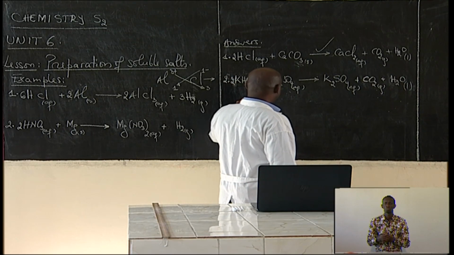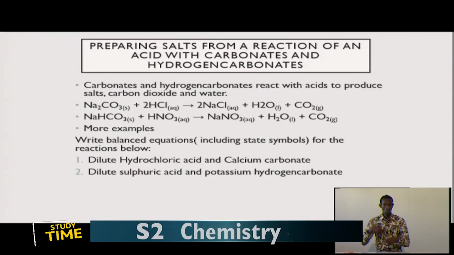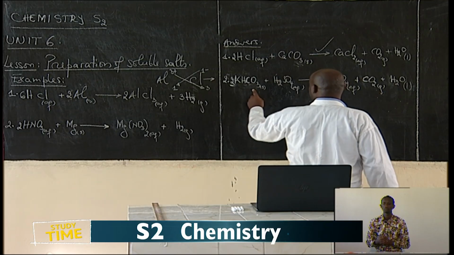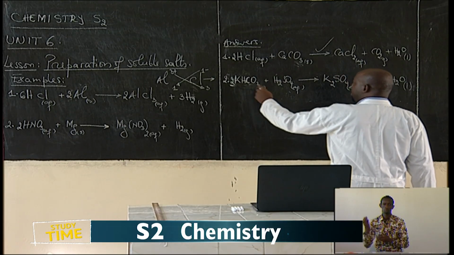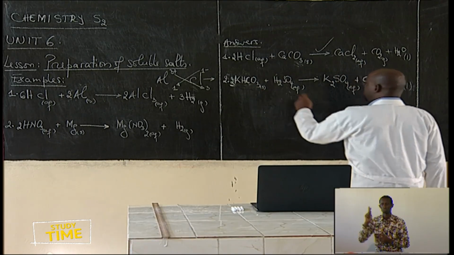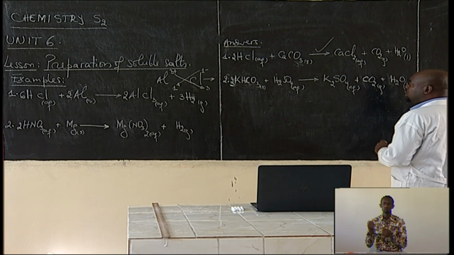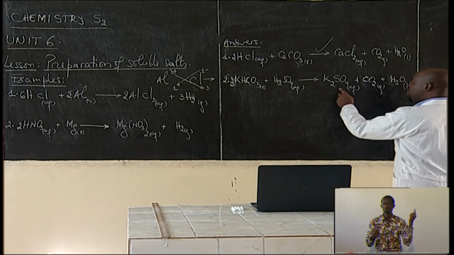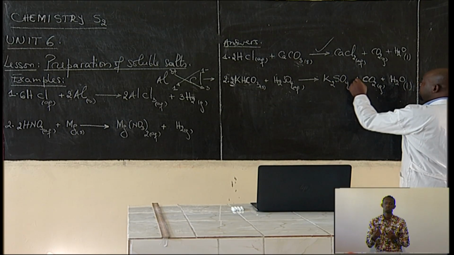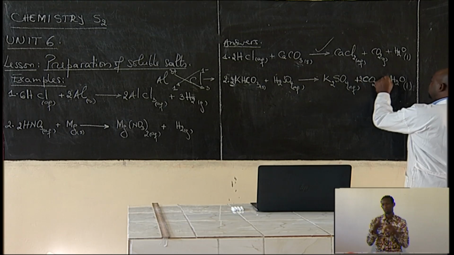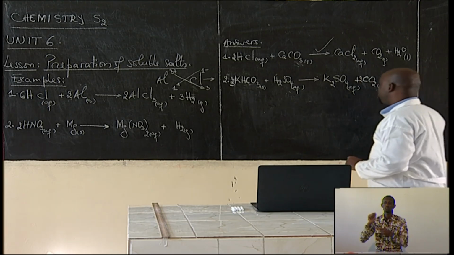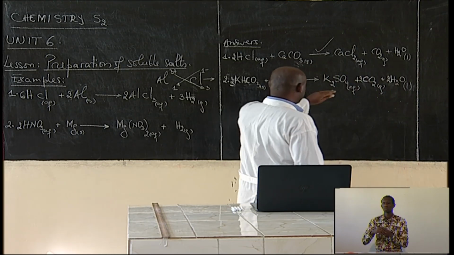If we put 2 here, and we have 2 on the reactant side, 2 moles of potassium hydrogen carbonate reacting with 1 mole of sulfuric acid to produce 1 mole of potassium sulfate plus 2 carbon dioxide and 2 H2O. Now we check if our equation is balanced.